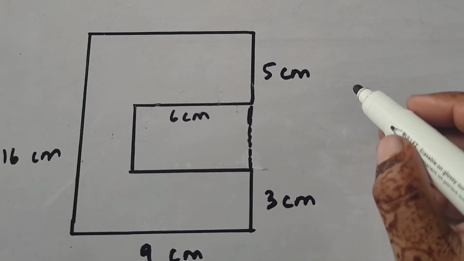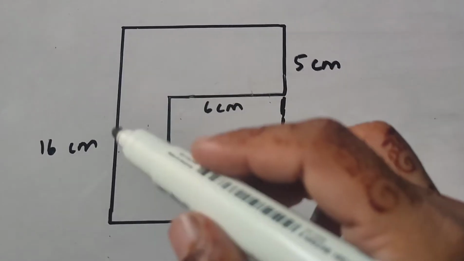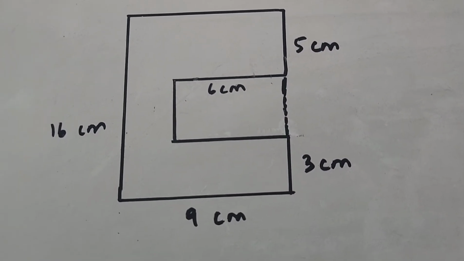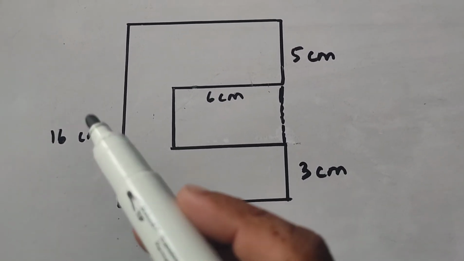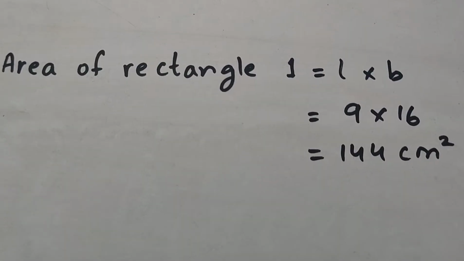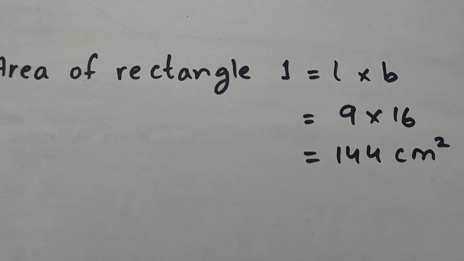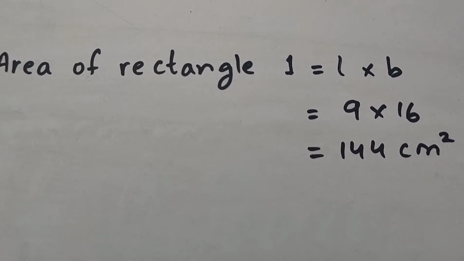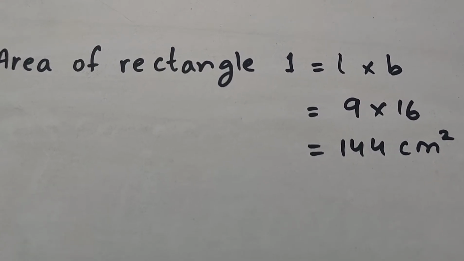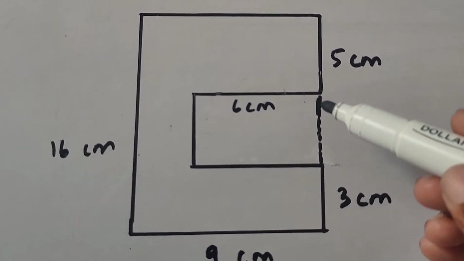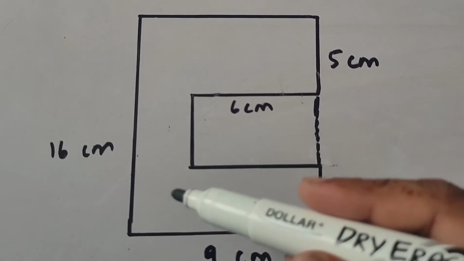First, we are going to find out the area of this big rectangle, right? This bigger one, where we have a length of 9 centimeter and the breadth of 16 centimeter. So the area of this rectangle 1 is 144 centimeter square. And now we have to find out the area of rectangle number 2, that is a smaller one. And here we have a length of 6 centimeter, which is given. But what is the breadth of this rectangle?